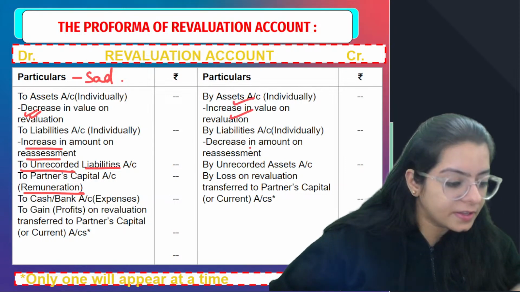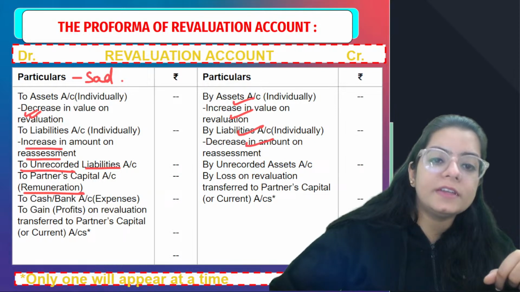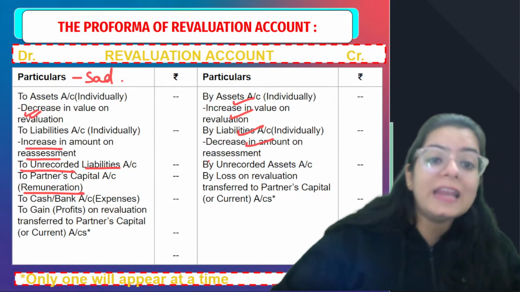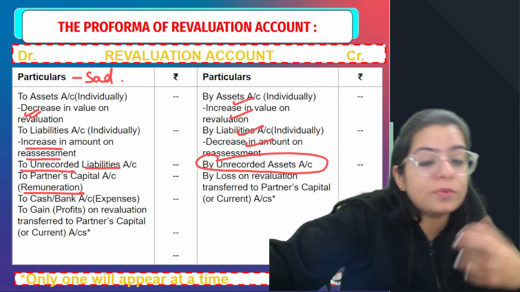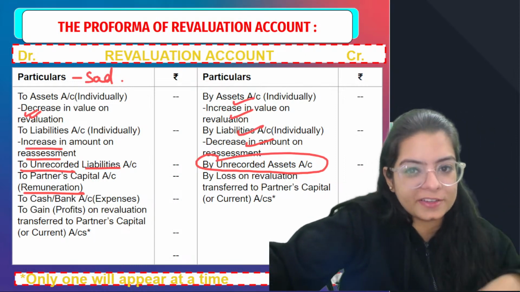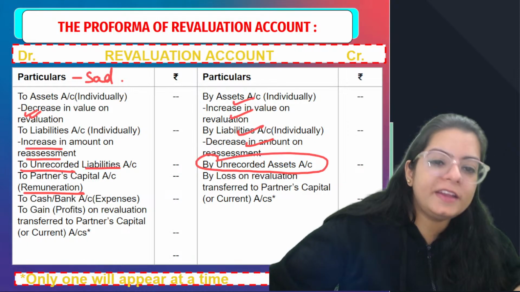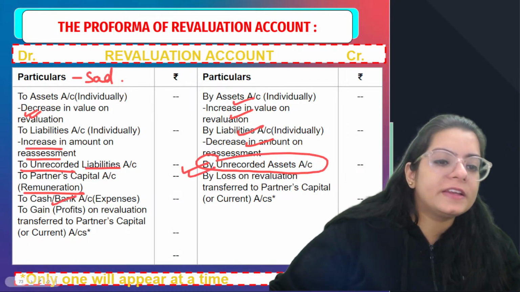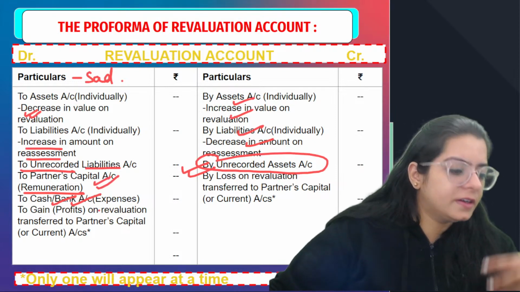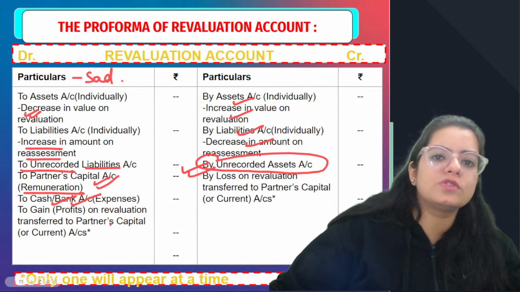If assets are increasing, credit it. If liabilities are decreasing, credit it. If you suddenly find any unrecorded assets, like finding money in a pocket, when you wear a jacket after many days and money comes out, you are going to be happy. So all these things make the revaluation credit, and if there is any expense or any loss, all those things you will be debiting.